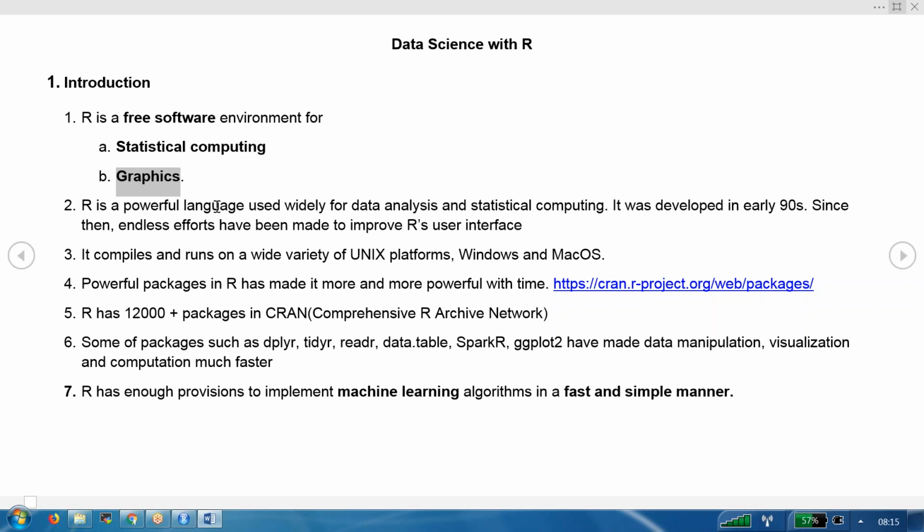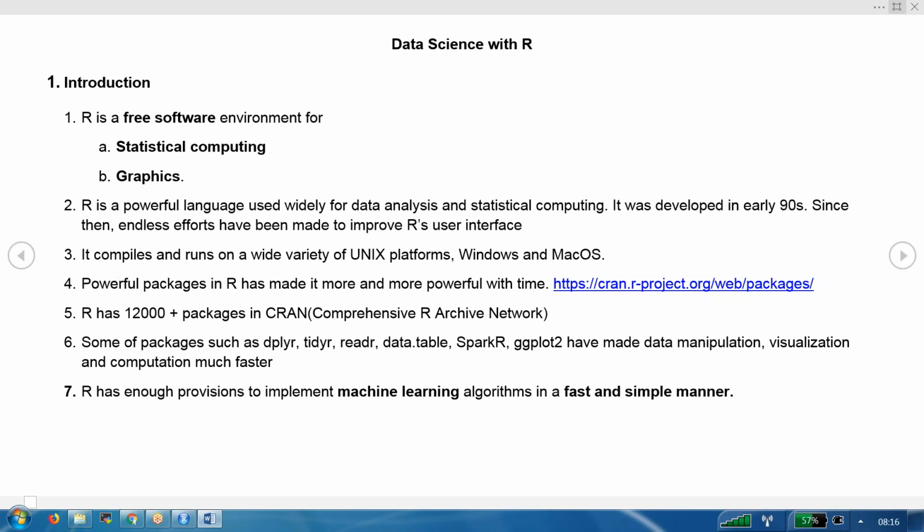Now, R is a powerful language used widely for data analysis and statistical computing. It was developed in the early 90s. See how old a language it is, almost before Python. I think Python was officially published in 1991, and R was published in 1990 itself. Since then, endless efforts have been made to improve R's user interface. And it compiles on any operating system, it may be Unix, Windows or Mac, doesn't matter. Powerful packages in R have made it more and more powerful with time.